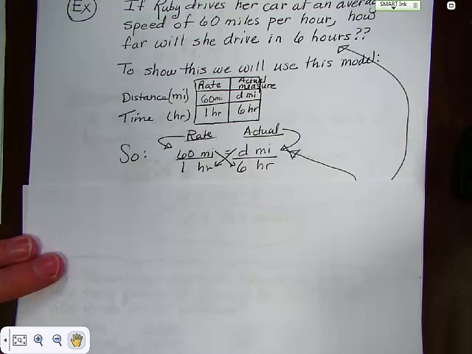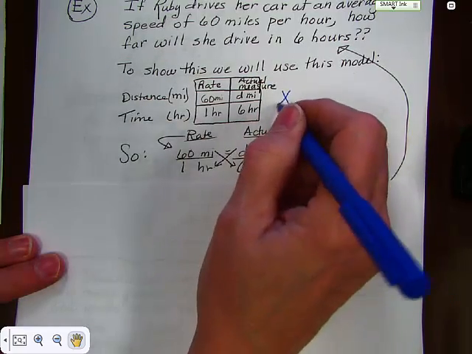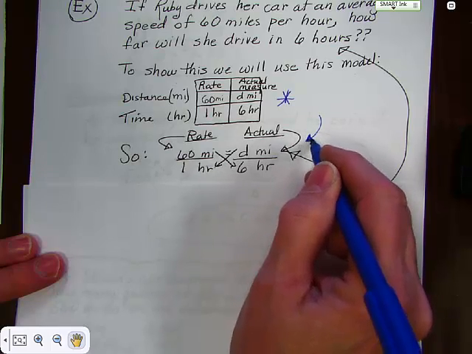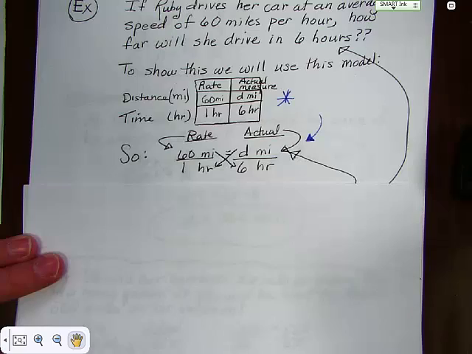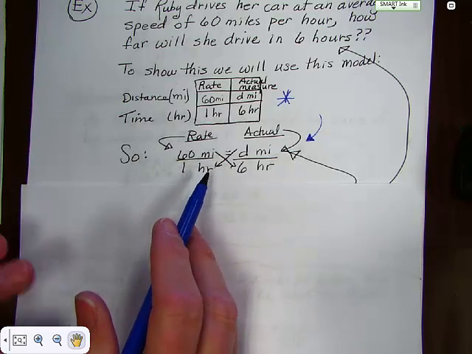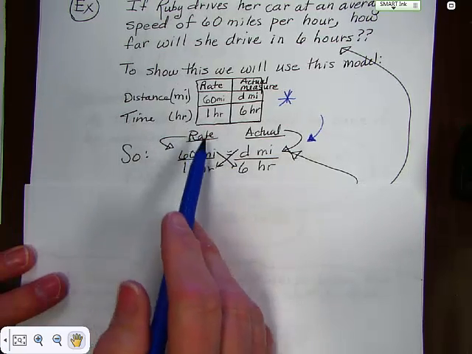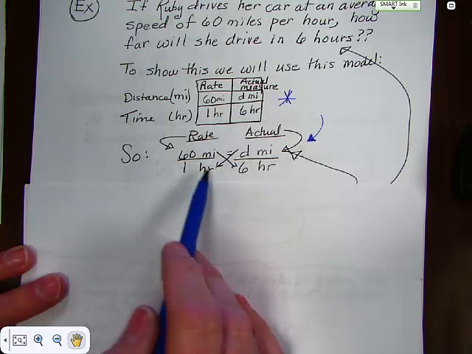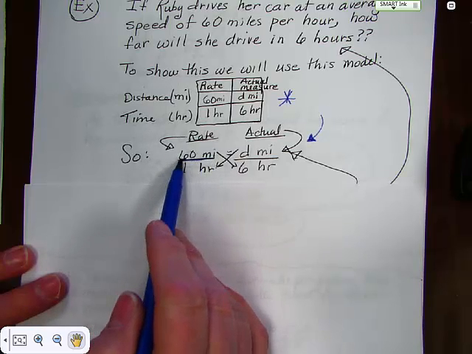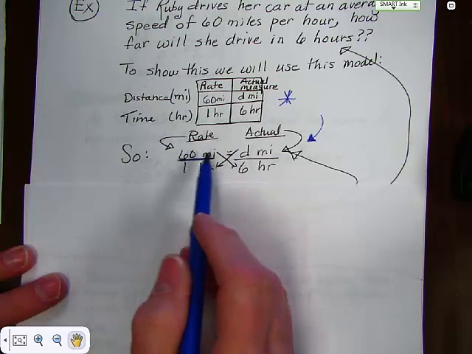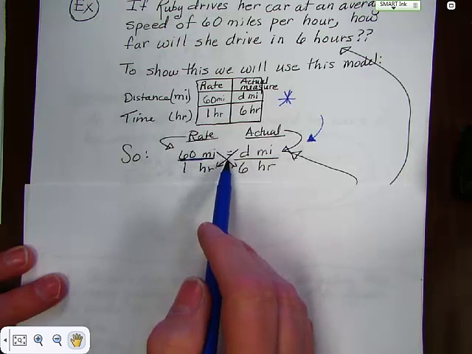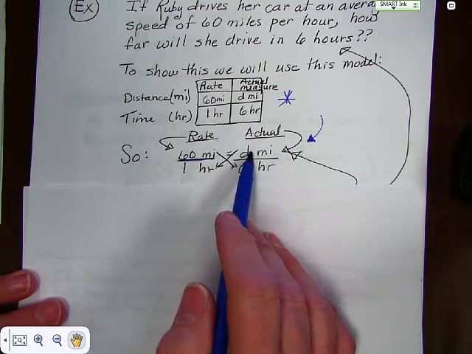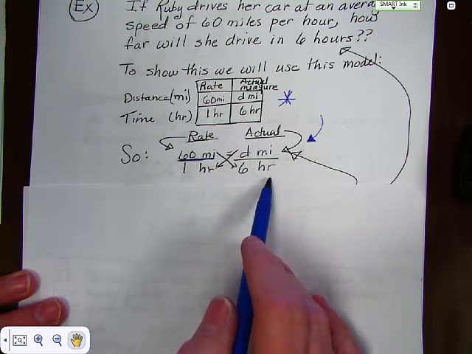And quite frankly, why spend your time on this when you're actually going to go to this? So, if it helps you to set it up this way first, that's great. Otherwise, I really think you folks can handle this. Your rate is 60 miles in 1 hour. 60 miles per hour. Per, of course, is your line here, your division line. 60 miles per hour equals d miles, because we don't know how far, distance, miles, in 6 hours.